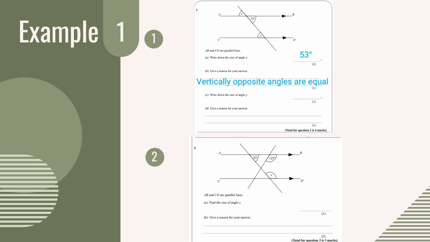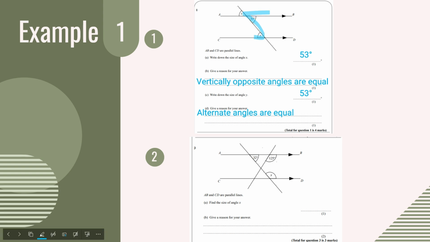In Part C, we are asked to write down the size of angle Y. As we can see, angle Y is an alternate angle to our angle of 53. So we write 53 as our angle Y, and our reason: alternate angles are equal.